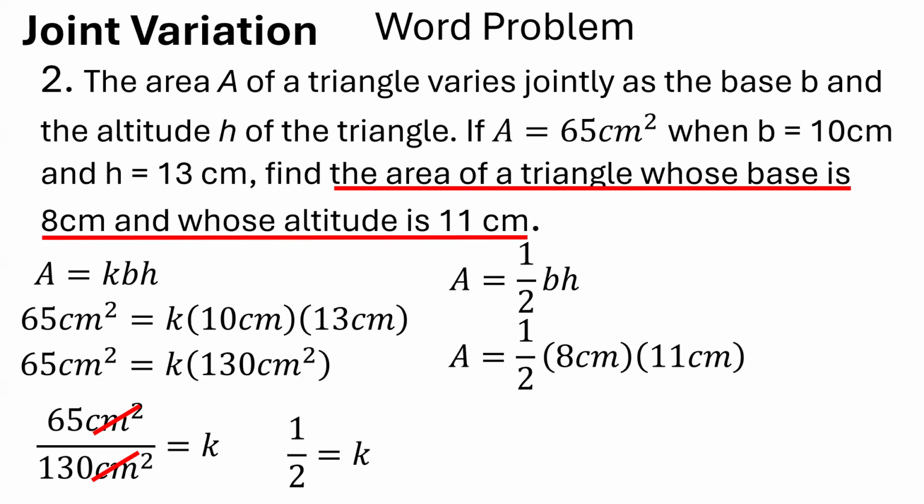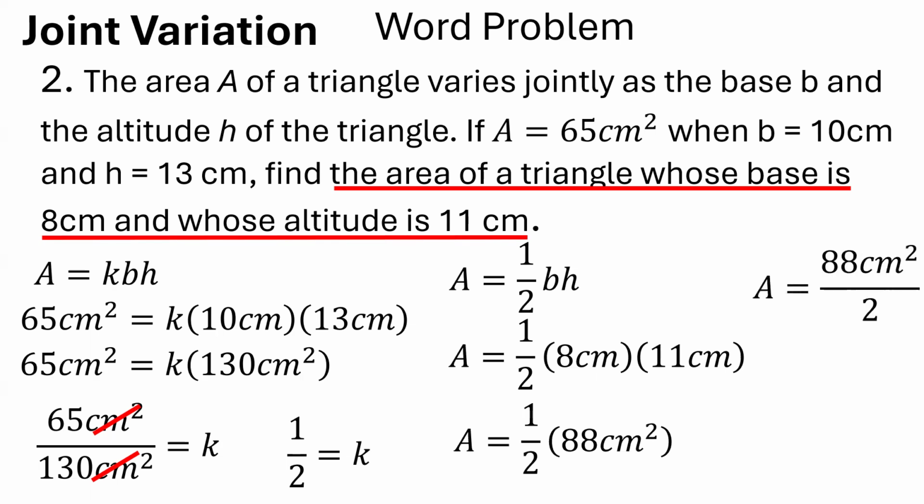What did I tell you earlier? That centimeter multiplied by centimeter is centimeter squared. So this is 88 centimeters squared. Multiplied by 1/2, this is 88 centimeters squared divided by 2. This is therefore 44 centimeters squared. Okay? So I hope you understand this kind of problem.